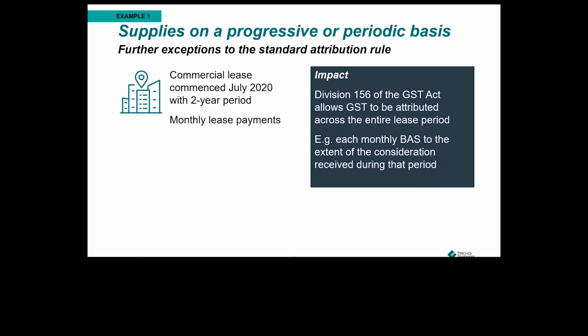So effectively, each monthly lease payment is deemed to be consideration for a separate supply that's been made by you as the lessor, and each monthly lease payment would therefore be attributable to your monthly BAS if you're a monthly lodger, or the relevant quarter if you're a quarterly lodger, across the entire 2-year term. So you don't have to account for GST on the full 2 years' worth of rent up front. It can be spread over the 2-year term of the lease.